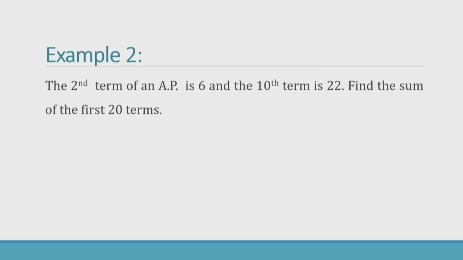Let us move on to example 2. The second term of an AP is 6 and the 10th term is 22. Find the sum of the first 20 terms.